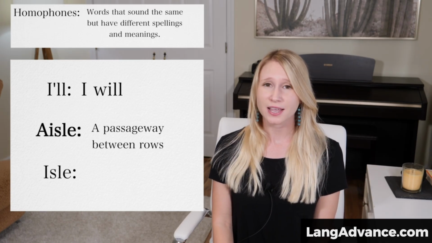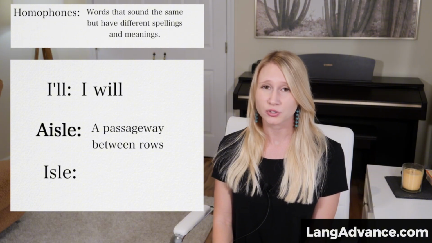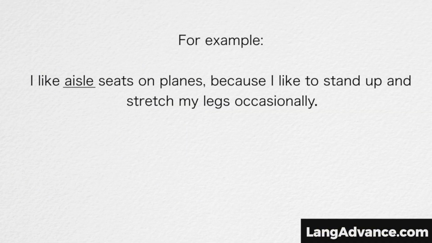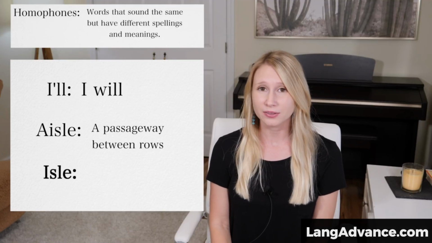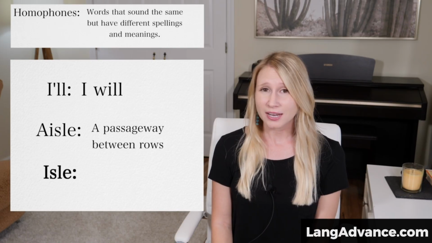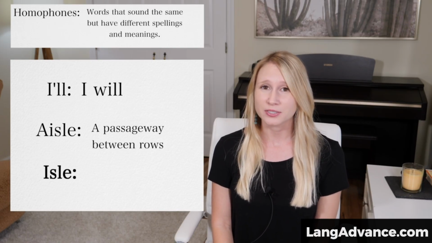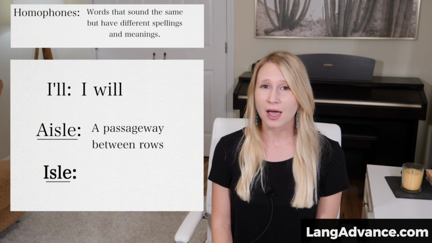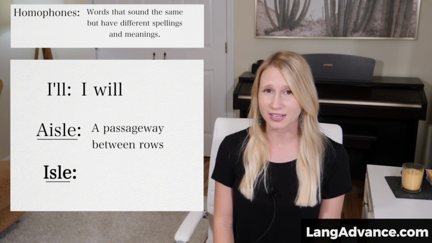Theaters, churches, airplanes, trains, and grocery stores all have aisles. For example, I like aisle seats on planes because I like to stand up and stretch my legs occasionally. Next is the word isle. Many non-native and native English speakers confuse aisle and isle because their spellings are so similar. However, they mean completely different things.